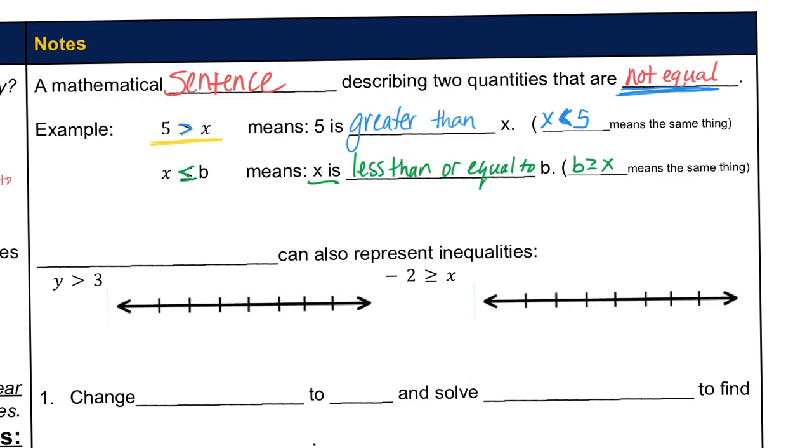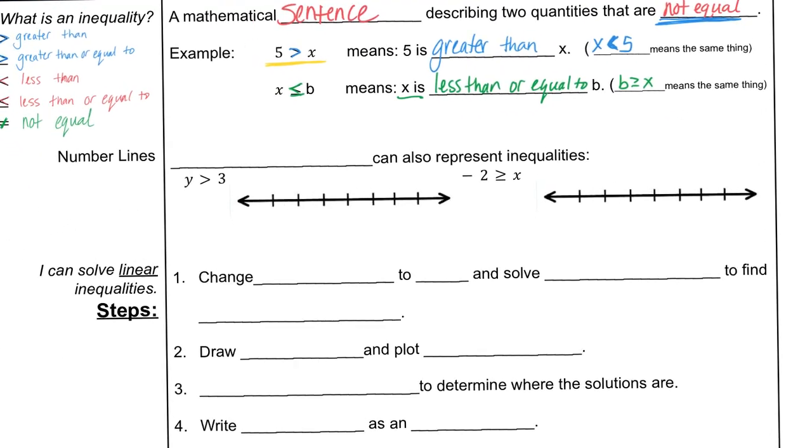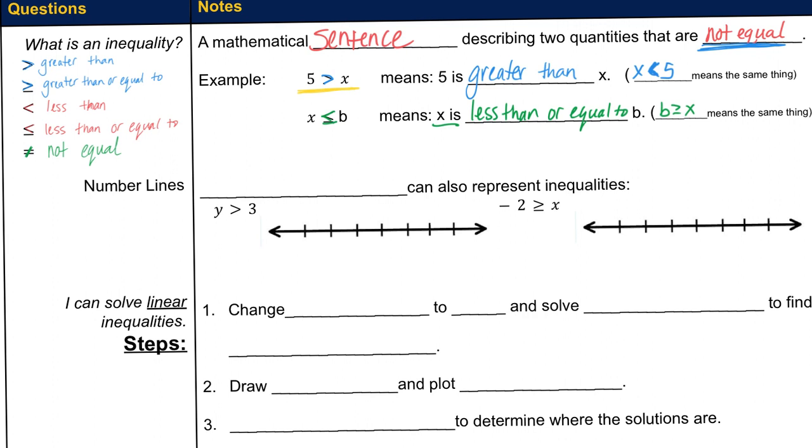So the second thing that you're going to start to have to be tested on is number lines. And so number lines are these lines that describe possible numbers. And they can also represent inequalities. And so number lines is what goes on this line. Number lines can also represent inequalities.